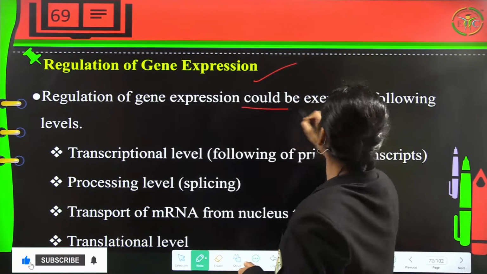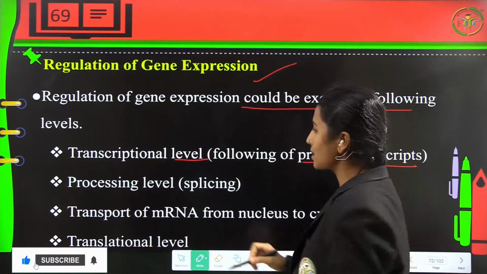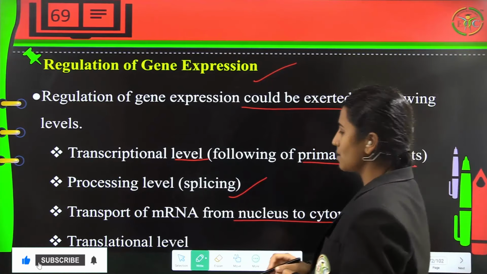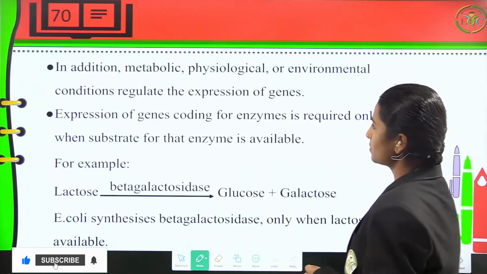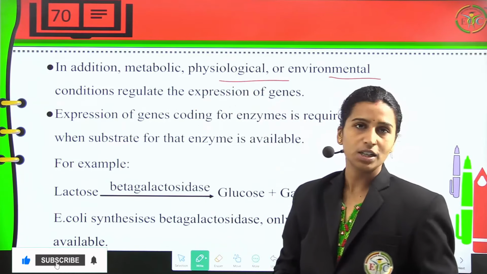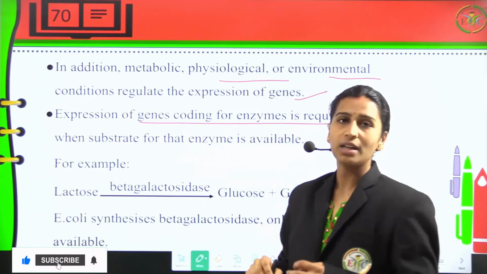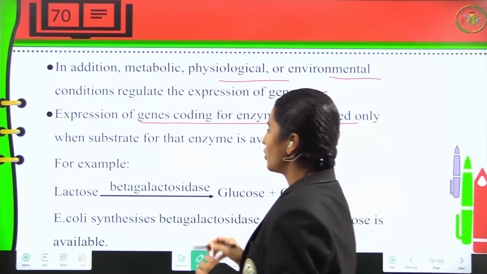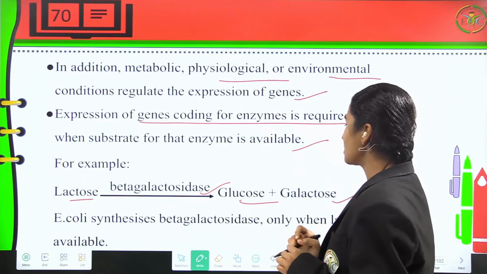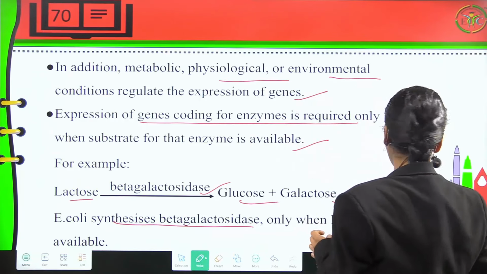Regulation of gene expression could be exerted at the following levels: the transcriptional level, following the primary transcript, the processing level, which is splicing, transport of mRNA from the nucleus to the cytoplasm, and the translational level. In addition, metabolic, physiological and environmental conditions regulate the expression of genes, and expression of genes coding for enzymes is required only when the substrate for the enzyme is available. For example, lactose, by beta galactosidase, gives rise to glucose plus galactose, and E. coli synthesizes beta galactosidase only when lactose is available.